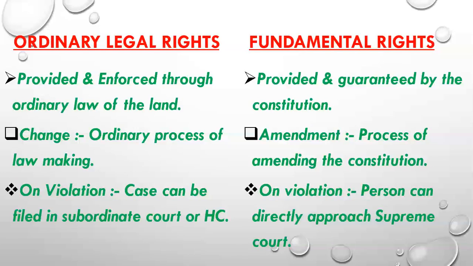Now friends, what is the third difference? On the violation of any ordinary legal right, you can only file a case in a subordinate court or at most a high court. Suppose your ordinary legal right is violated, then you can approach the ordinary court. Ordinary court means lower court, district court, subordinate court. Or at max, you can file a case in the high court.